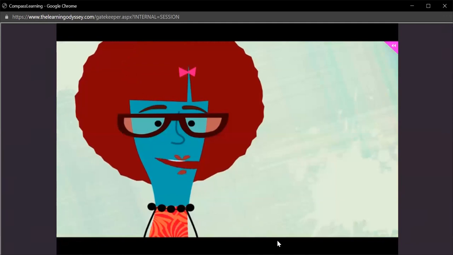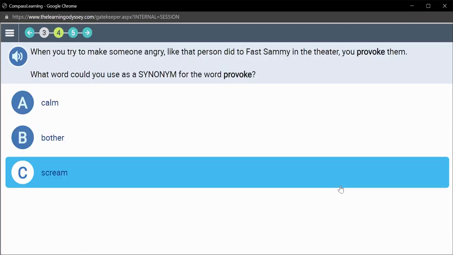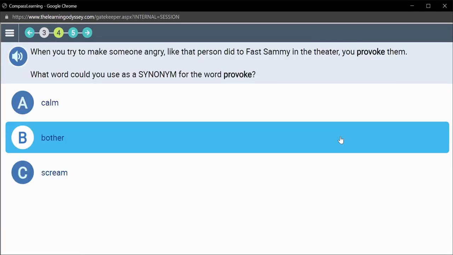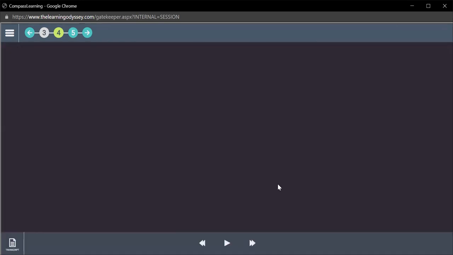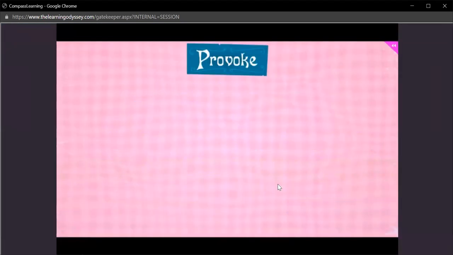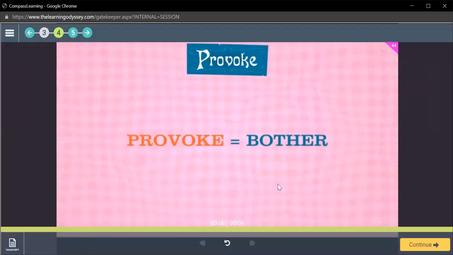All right, student, let me ask you a question. When you try to make someone angry, like that person did to Fast Sammy in the theater, you provoke them. Now, what word could you use as a synonym for the word bother? If you provoke Fast Sammy, you also bother Fast Sammy.